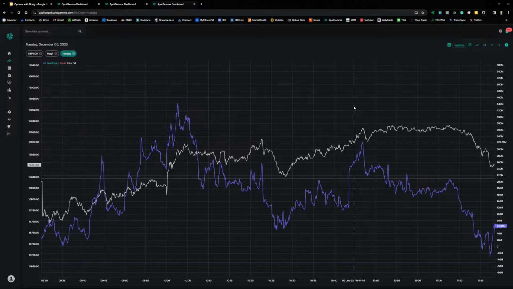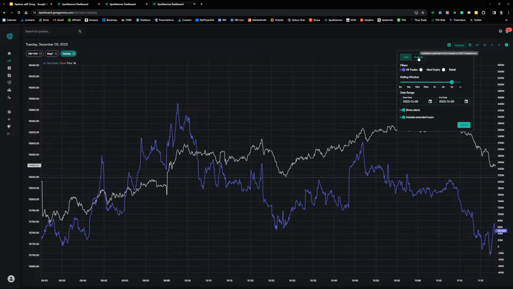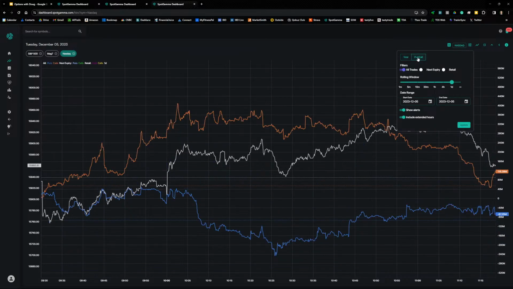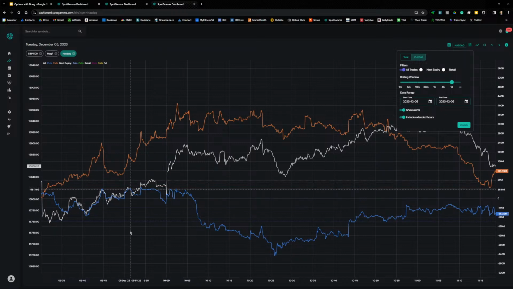So just looking at the morning here, let's again separate out puts and calls. So in the morning, traders were buying calls and selling puts. And the selling puts lasted until about 10 a.m. So during the morning, that's shown by the rising blue line, and also the rising orange line showing traders buying calls.